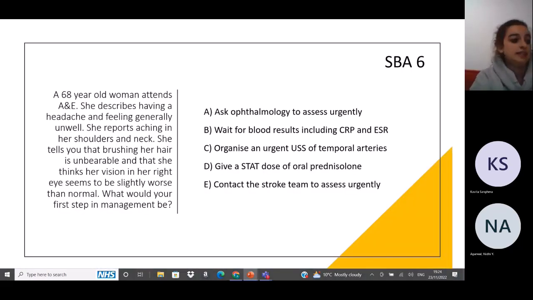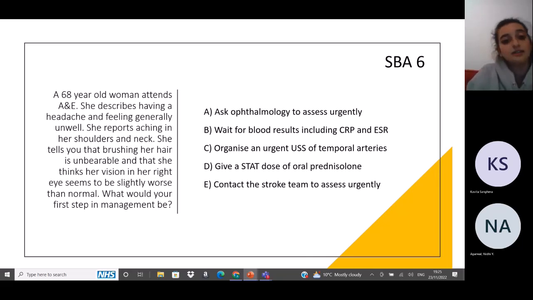So let me start the next poll. A 68-year-old woman attends A&E. She describes having a headache and feeling generally unwell. She reports aching in her shoulders and in her neck. She tells you that brushing her hair is unbearable and that she thinks her vision in her right eye might be slightly worse than normal. So what would your first step in management be?